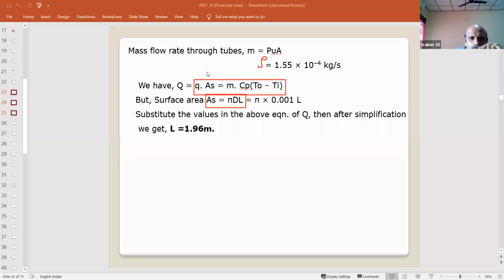We have this Q value that is given in the problem, heat flux. So this is A_s equal to pi into 0.001 into L. Mass we already calculated here, so we have this value. Cp is also taken from the data book, and these two values are given in the problem itself. So substituting all those things, the only unknown is this L. After simplification, we get L equal to 1.96 meters. In this way, we have to calculate the length of the tube.